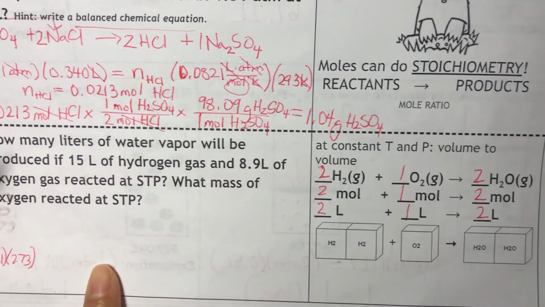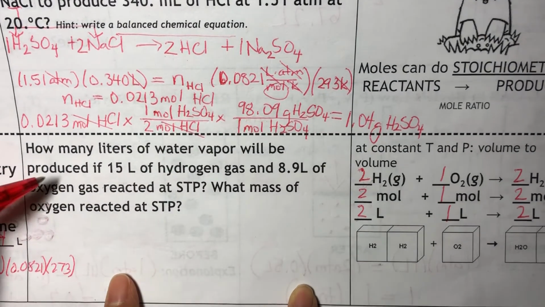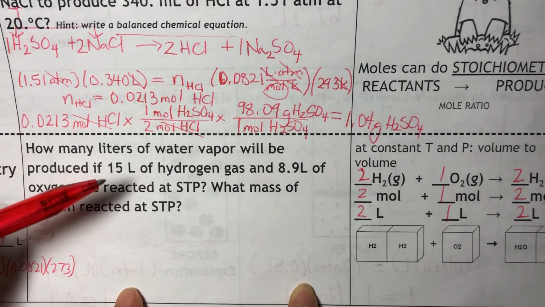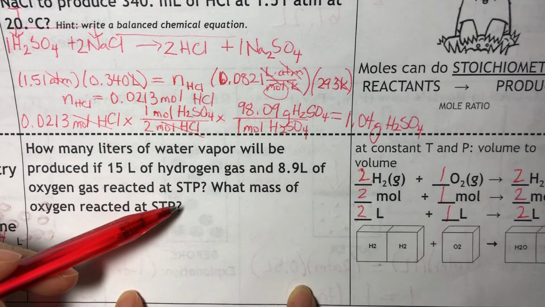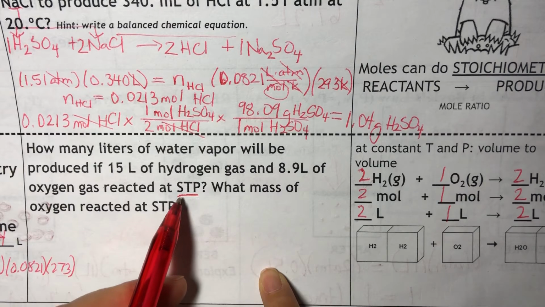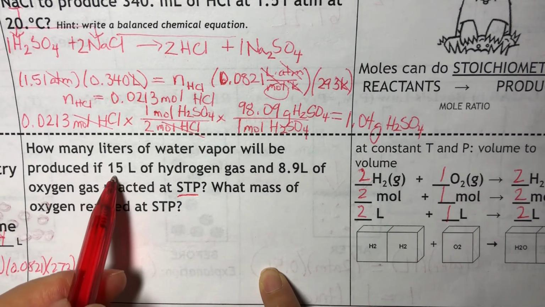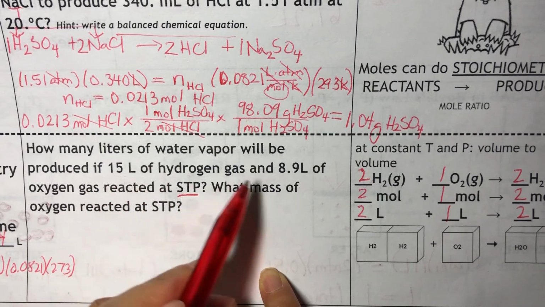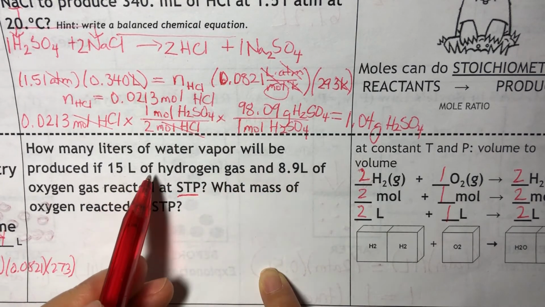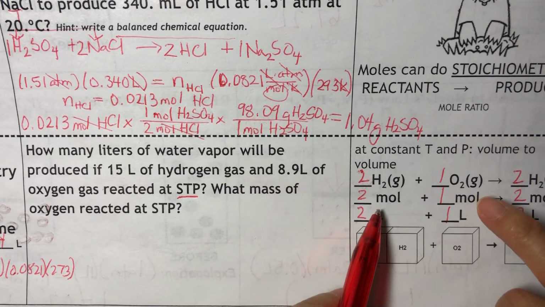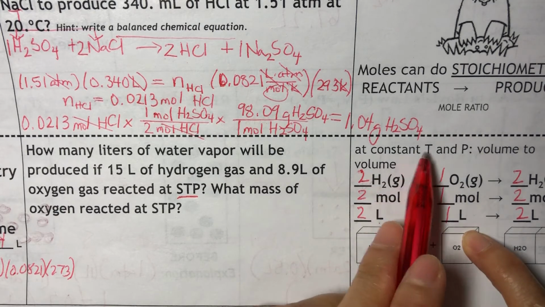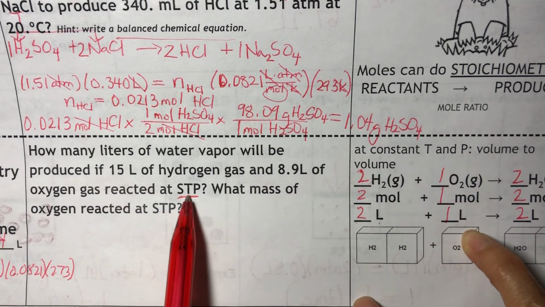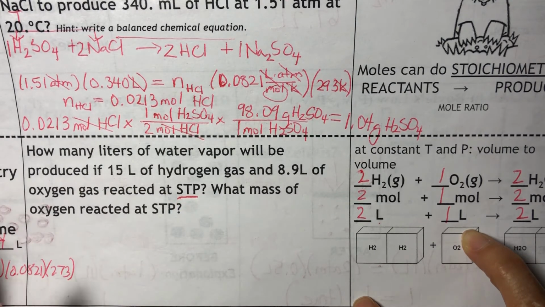And precisely that, we're going to do with this problem. So it says right here, how many liters of water vapor will be produced if 15 liters of hydrogen and 8.9 liters of oxygen reacted at STP? So one of the key things is knowing that it's at STP. And now you're given both reactants. So this is a limiting reactant problem, and you're given liters of both of them. And we know that liters can be interpreted in the same manner as moles here because they're proportional when temperature and pressure are constant. Because we're at STP, temperature and pressure are no longer changing. They're at the same set of conditions.